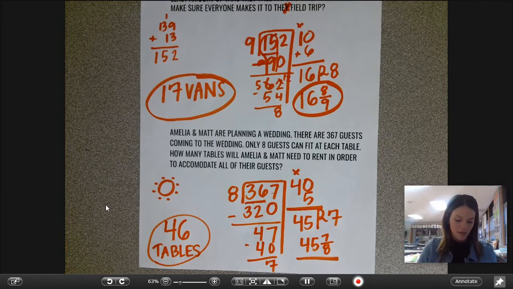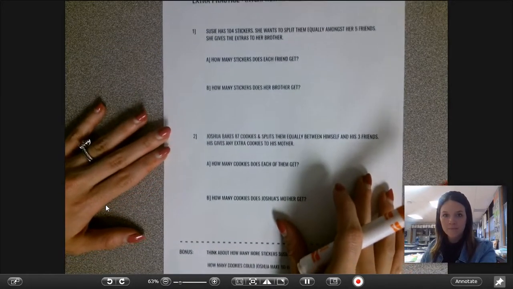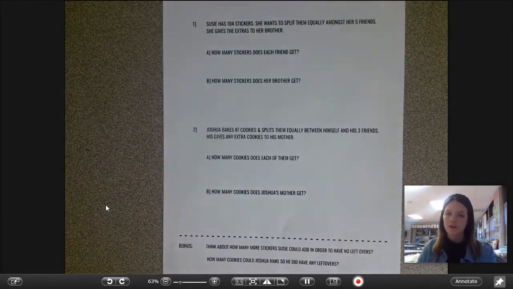You're going to get to have a chance to do some of your own work. So here's some extra practice. There's just 2 problems, and I've given you some questions to answer about those problems. So the first one, Susie has 104 stickers.